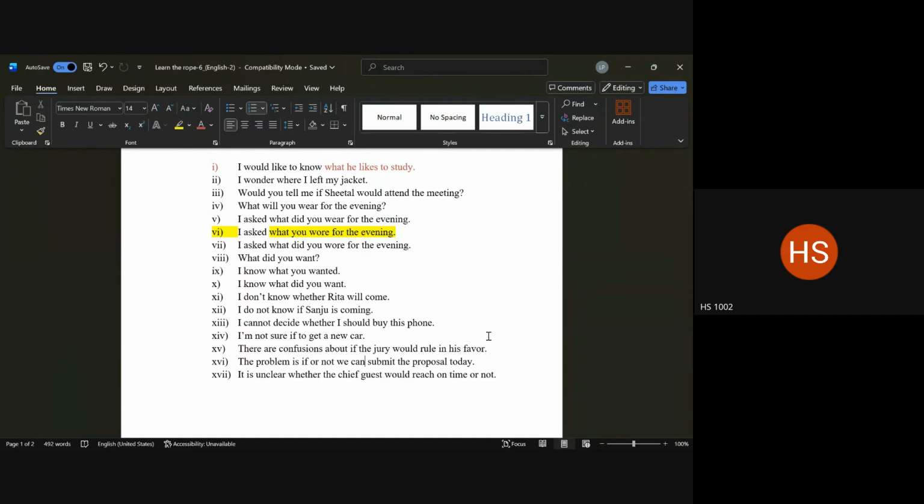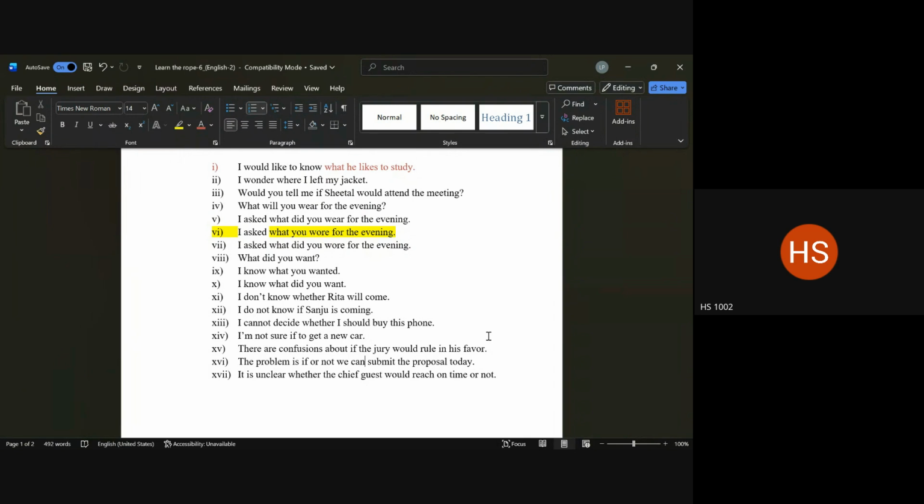Then the 14th one: I am not sure if to get a new car. This is even semantically wrong. This is nothing about grammar because, like we discussed, if is usually used to introduce a condition. There is no condition here, right? It's basically about picking a choice of buying a car or not buying a car.